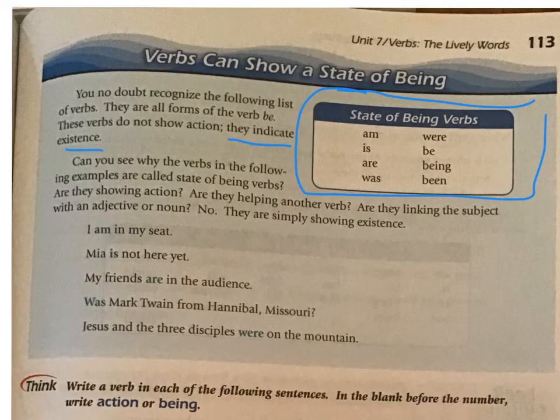Let's look and see. I am in my seat. Now notice am is going to be my state of being verb there, okay? And I is your subject. Now am is not showing anything. It is not doing anything, okay? So that's why it's referred to as a state of being.